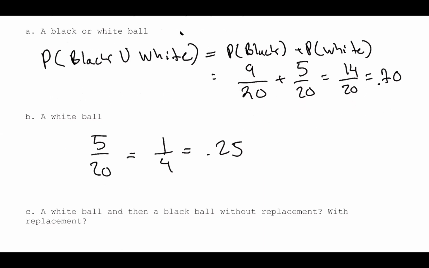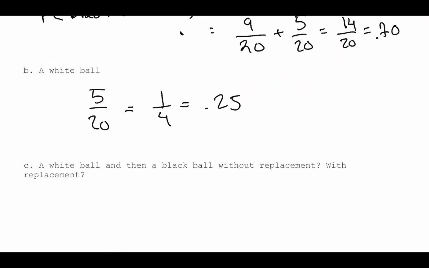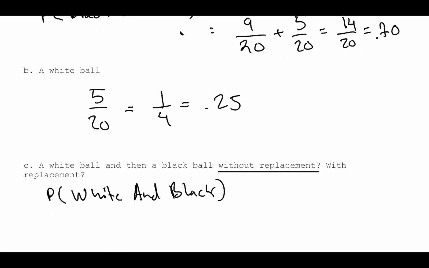All right, so let's do C. It says a white ball and then a black ball, without replacement and with replacement. For this one, if you remember when we did the multiplication rule, we want to use that for part C. So we want to find the probability we get a white ball, and then we get a black ball. We're going to do this without replacement.